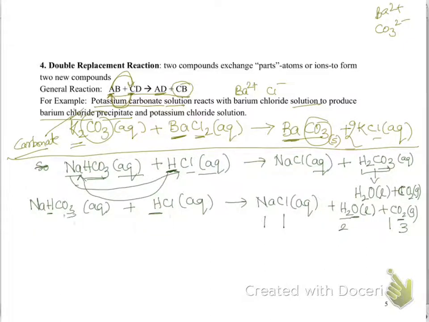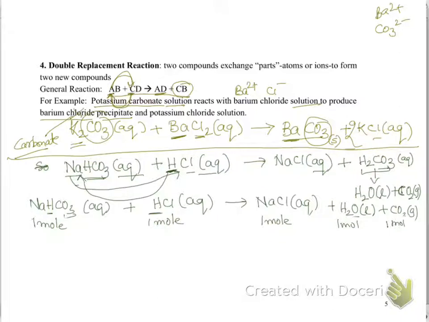Now let's talk about stoichiometry. So that means I can say that 1 mole of, no number means 1 mole of sodium bicarbonate reacts with 1 mole of hydrochloric acid to produce 1 mole of sodium chloride, 1 mole of water, and 1 mole of carbon dioxide.